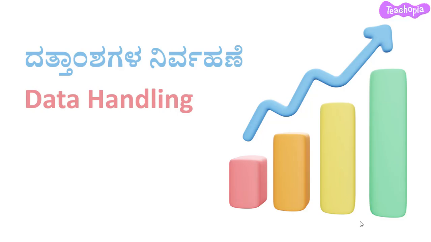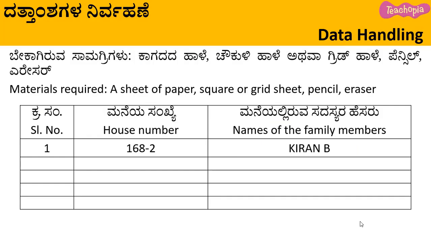Welcome to the activity on data handling. Here we will try to draw a bar graph using the data collected from the letters in the names of different persons. The materials required are a sheet of paper, a square or grid sheet, a pencil and an eraser.